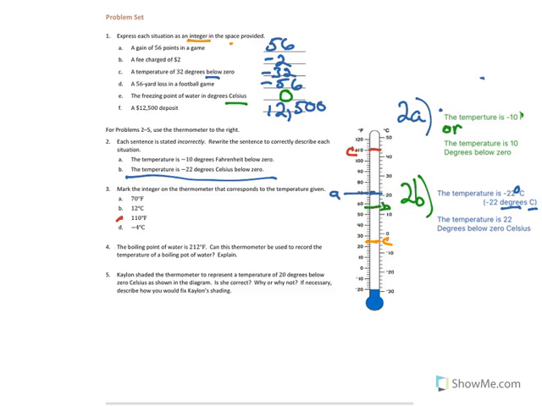Number 4 says the boiling point of water is 212 degrees Fahrenheit. Can this thermometer be used to record the temperature of a boiling pot of water for Fahrenheit? Can we use this thermometer? So the correct answer to this is no, it cannot, because if you look on the side of the Fahrenheit, the highest that it can go on this thermometer is 120 degrees. Now, it can be recorded. It just cannot be recorded on this thermometer.